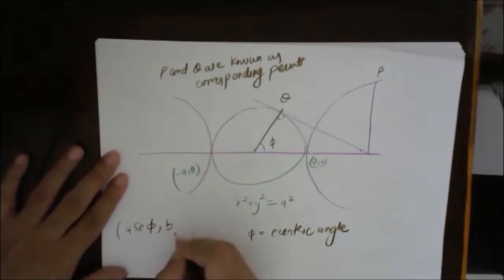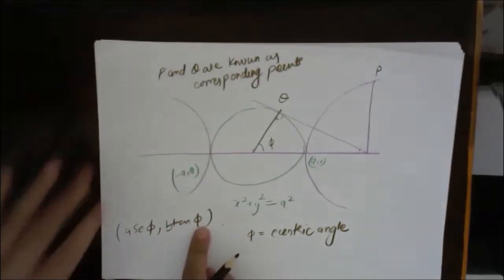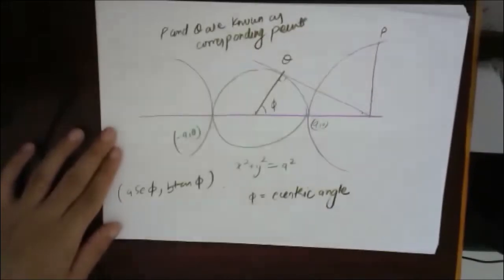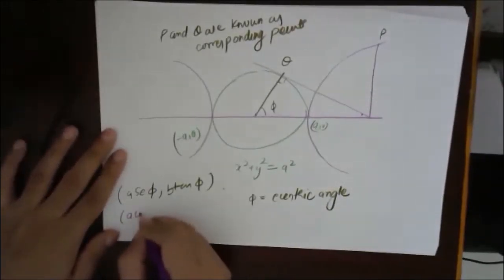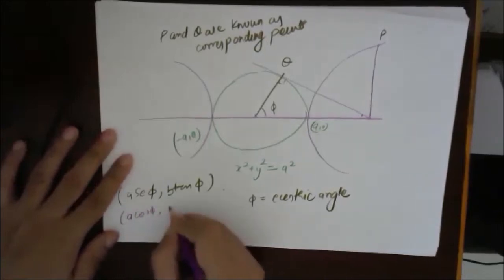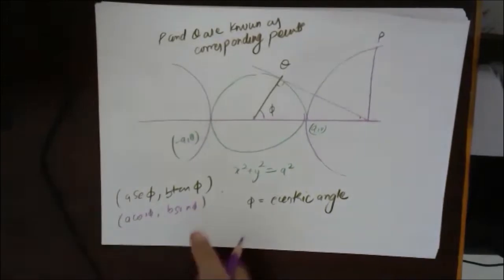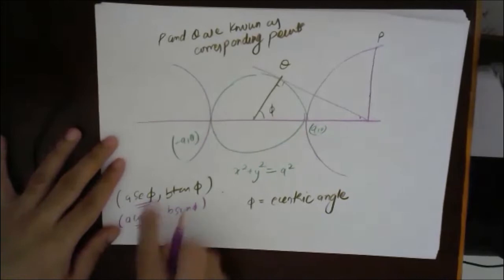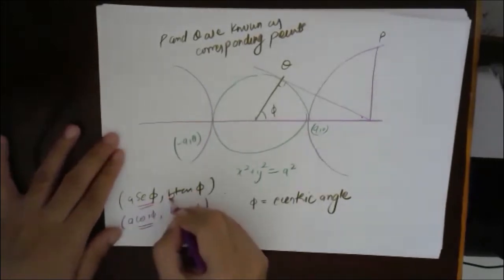The parametric form is given by a sec phi, comma b tan phi. If I compare this with the equation of ellipse, in ellipse you had a cos phi, comma b sin phi. So if you want to remember, cos will become sec, and here where it is sin, it is tan. So this is b tan phi.